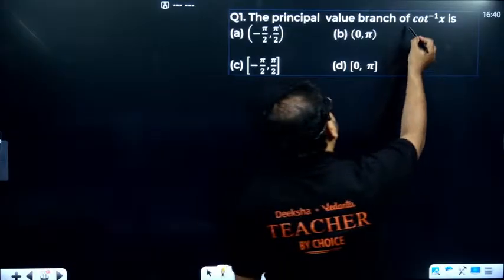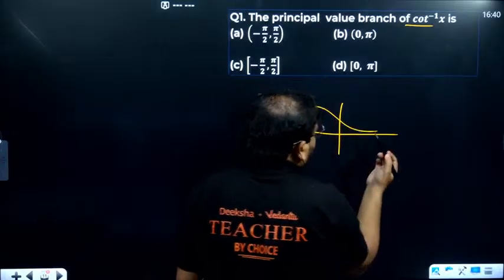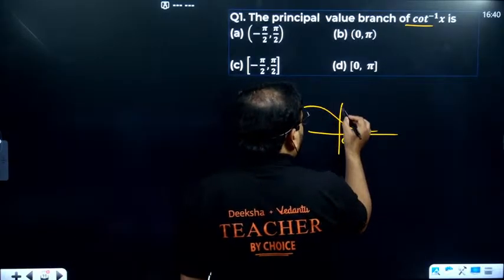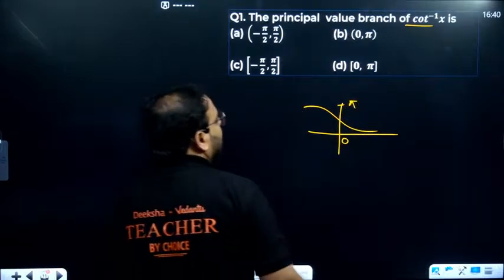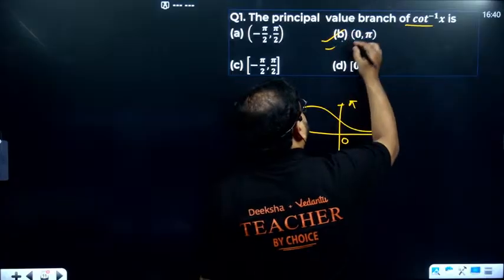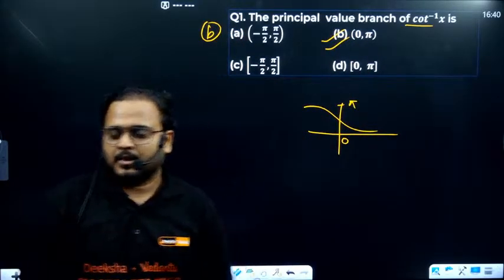Cot inverse is there, sir. The graph, we remember. This is the graph of cot inverse, right? Clearly, what is my domain? My domain is all real numbers, and the range is what? 0 to pi, and both are open because both sides are going to negative and positive infinity. My answer is option B. Answer is option B, right?